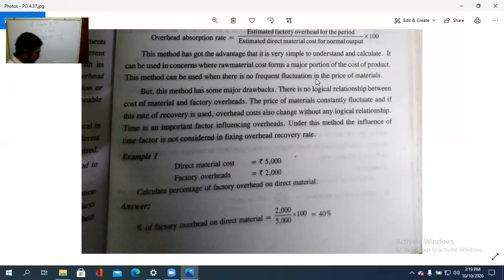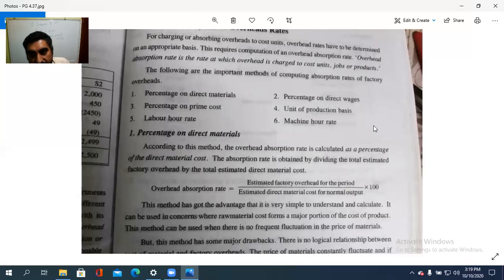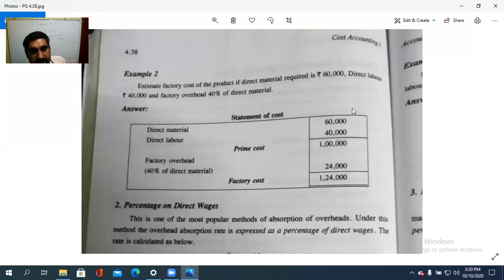So that is the percentage on direct material cost. Clear? So that is the formula. Overhead absorption rate is equal to estimated factory overheads for the period divided by estimated direct material cost over the period. Simple. So that is the percentage on direct material. Next we see percentage on direct wages. The estimated factory cost of the product: if the direct material is 60,000, the direct labor is 40,000 and the factory overhead is 40% of the direct material, how is it to be calculated?